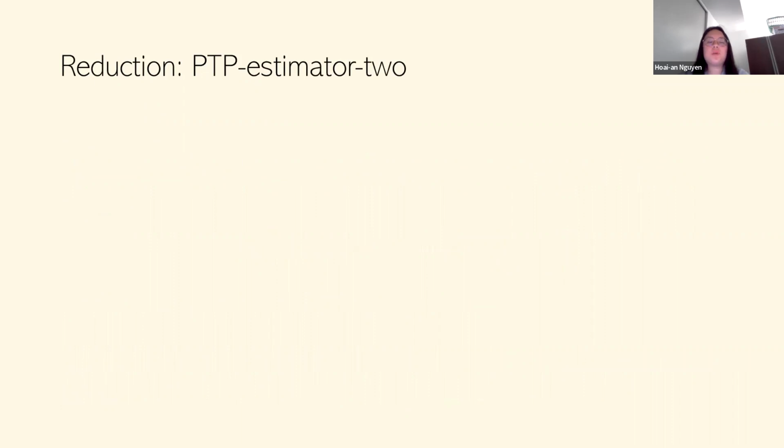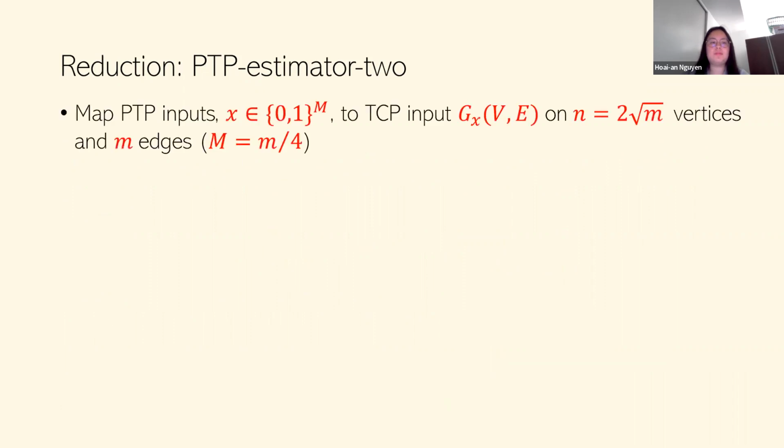And so, like before, we will perform a reduction to prove this theorem from PTP to the triangle counting problem. And we want to map our PTP inputs, or our strings x, to the TCP inputs, which are the graphs. And here, just to avoid confusion, capital M is going to be the length of the string from the PTP inputs, and little m is going to be the number of edges in our graph. And so we map x of length capital M to TCP inputs g of x, where we have 2 times root m vertices and m edges. And here the correspondence between capital M and small m is that capital M is equal to little m divided by 4.